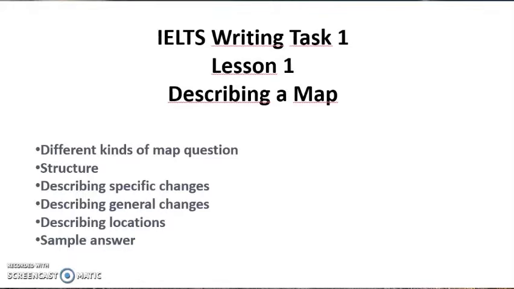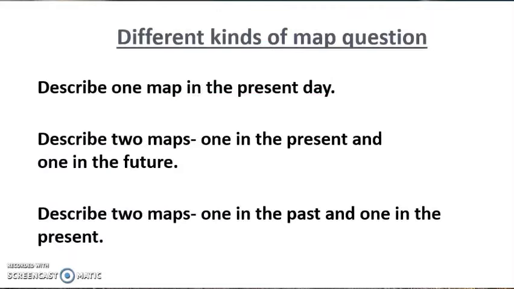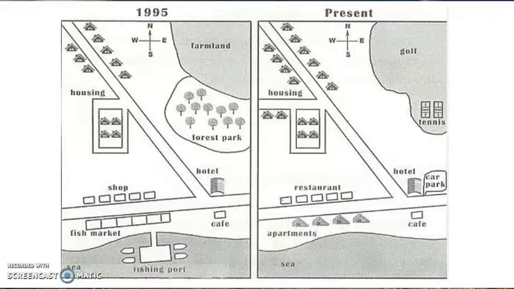Let's get started. At first, we're going to talk about different kinds of map. In IELTS Task 1, you may be asked to describe one map in the present day, or describe two maps, one in the present and one in the future, or describe two maps, one in the past and one in the present. I'll give you an example of a map question.